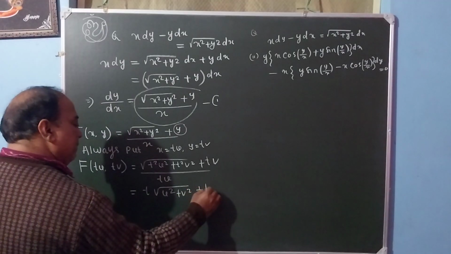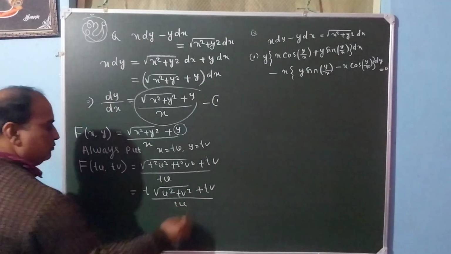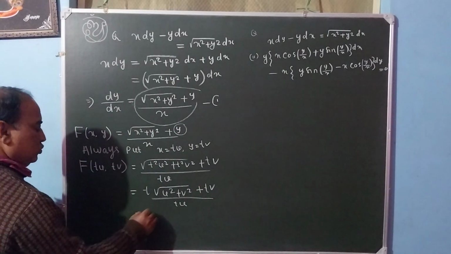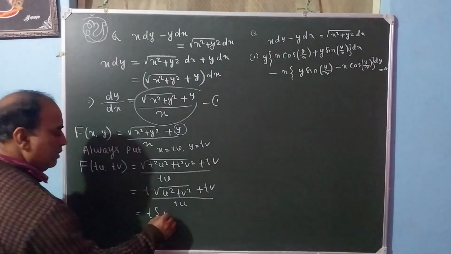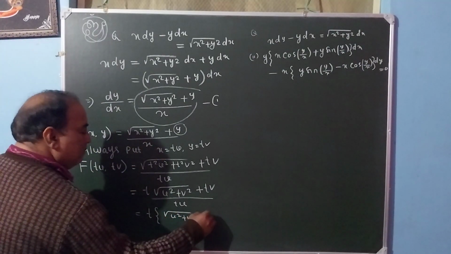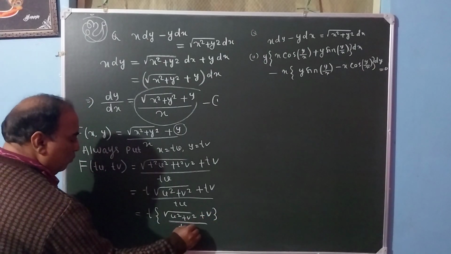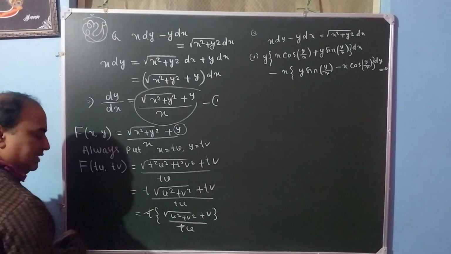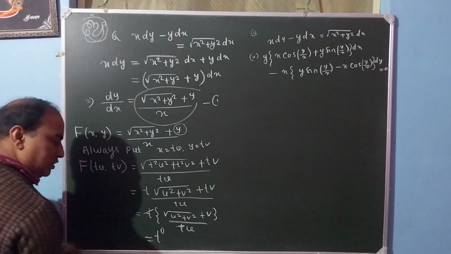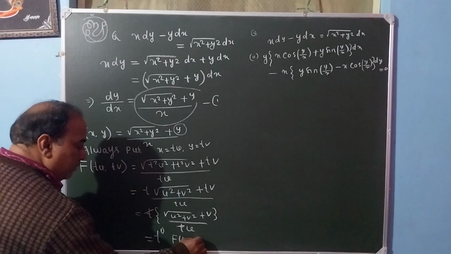Here it is tv divided by tu. Now let us take t common. So we get root over of u square plus v square plus v, divided by tu. So this t cancelled with this t. So that can be written as t to the power 0, times f of u,v.